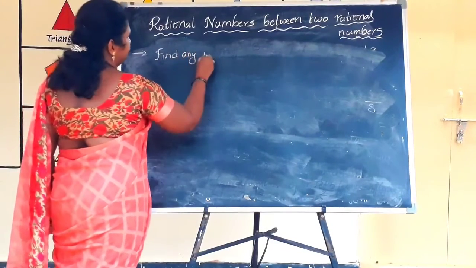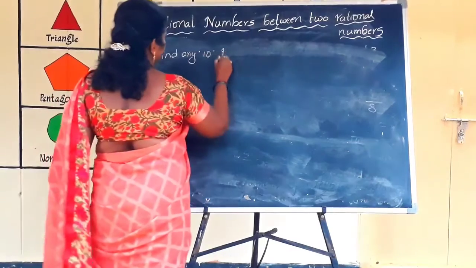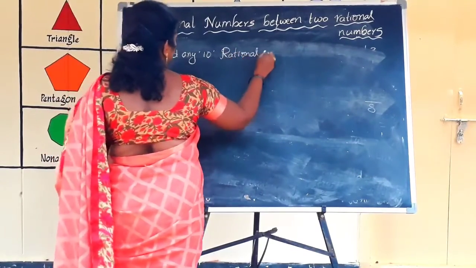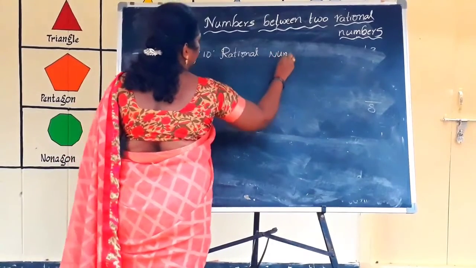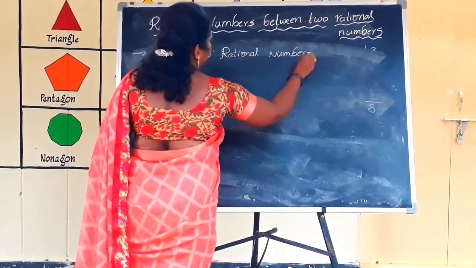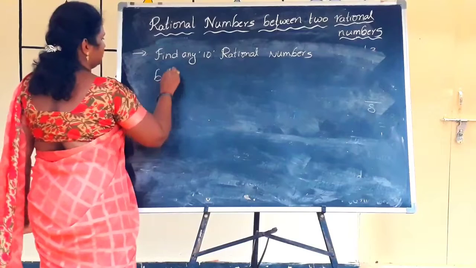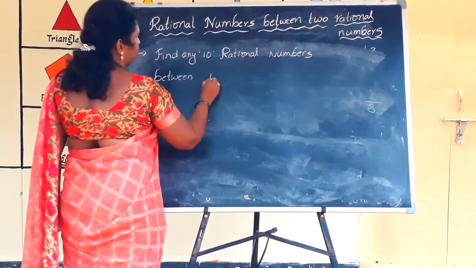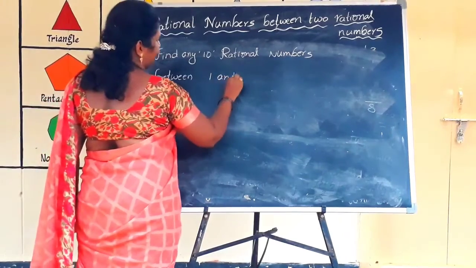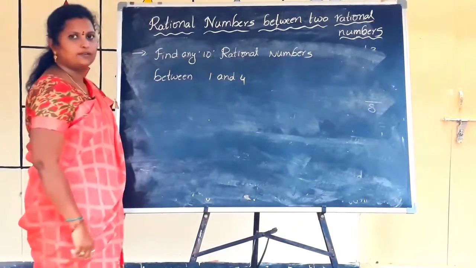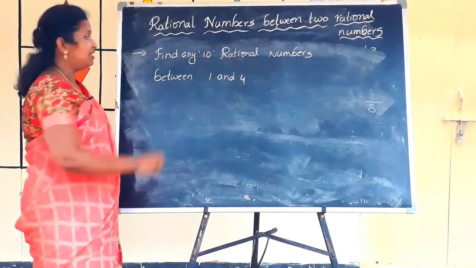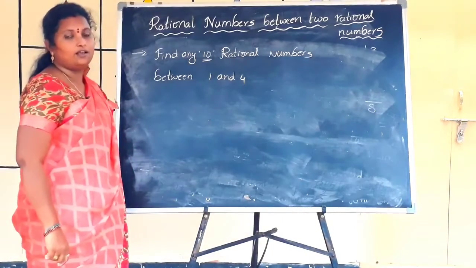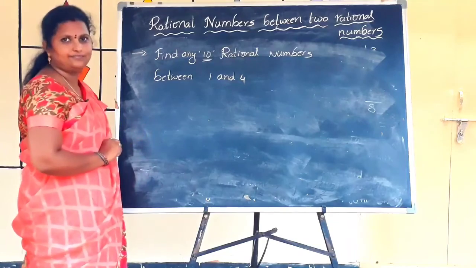If I ask to find any 10 rational numbers between 1 and 4, here I am asking for 10 rational numbers. Okay. So how to find this one?